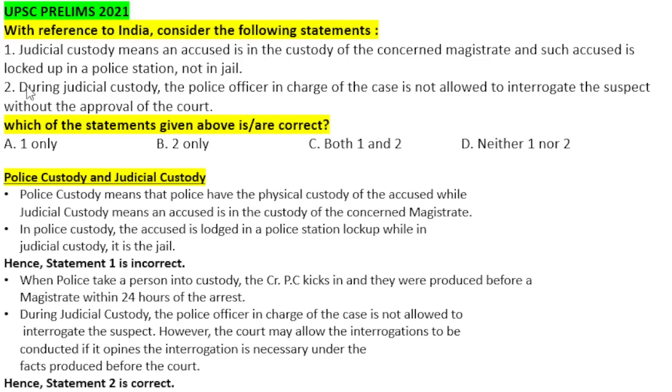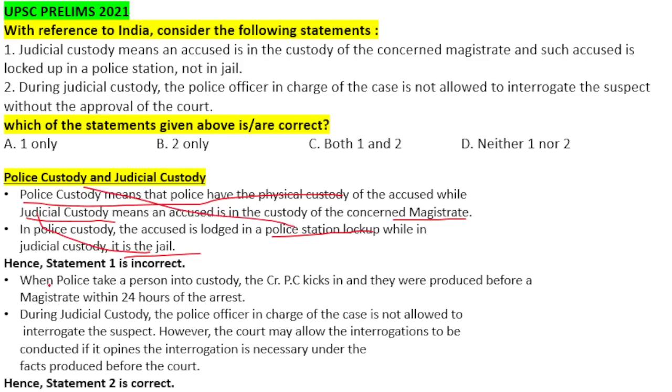Now again, explanations in detail for this particular question. What is police custody? What is judicial custody? Like P and P. Police custody means he is with the police in physical custody, and he will be put in the police station lockup. Everything is P. Judicial custody means the accused is under the magistrate's custody and he is in jail. So J and J: judicial custody, jail; police custody, police lockup.